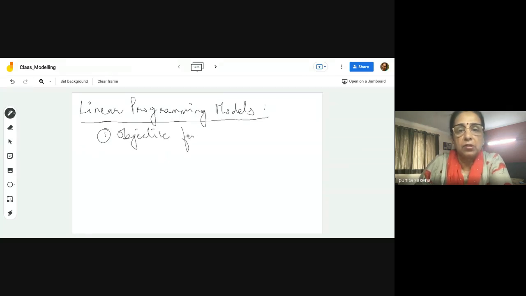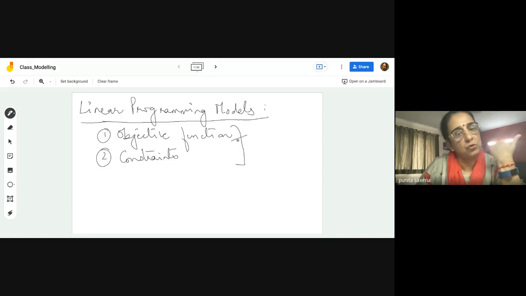Because we need the objective: what do we want to do, whether we want to maximize something or minimize something. So the function that needs to be optimized should be clearly defined, and the objective function must be known to us. The second thing that we must know is the set of constraints, the limitations under which this function has to be optimized.